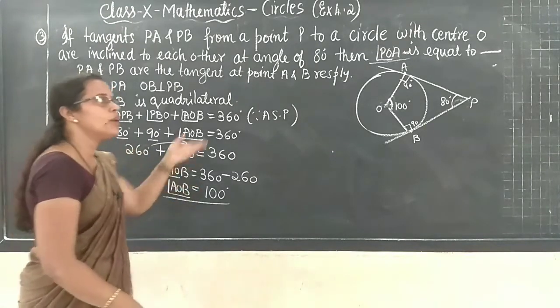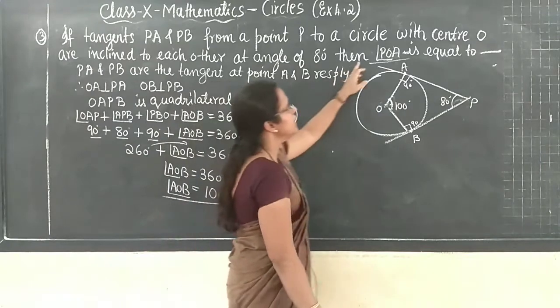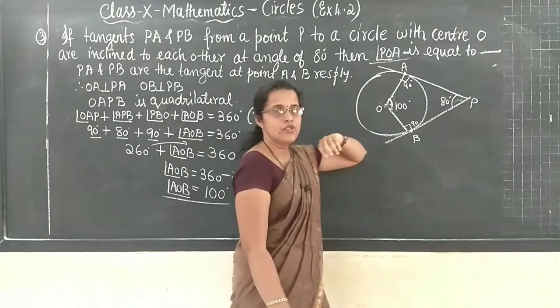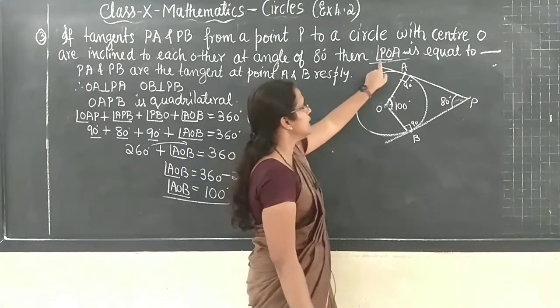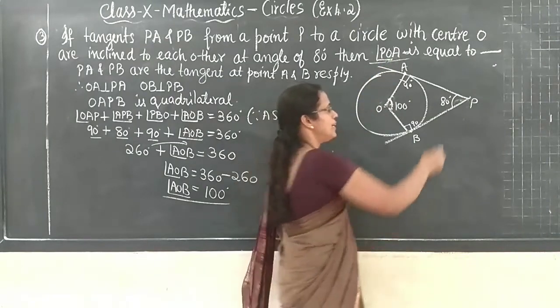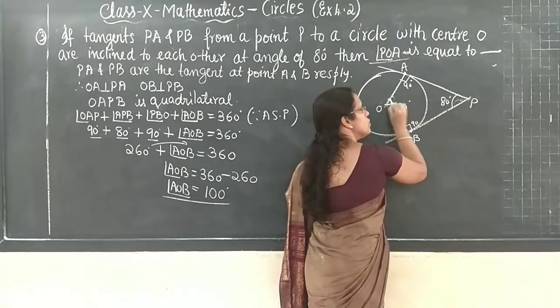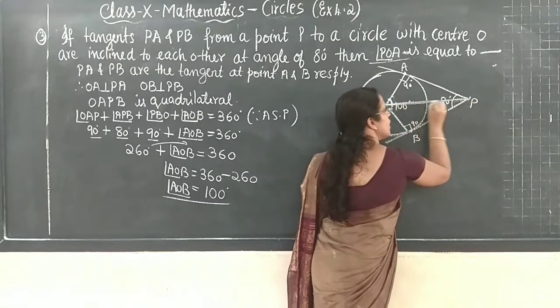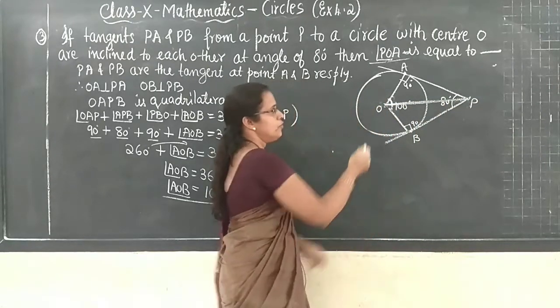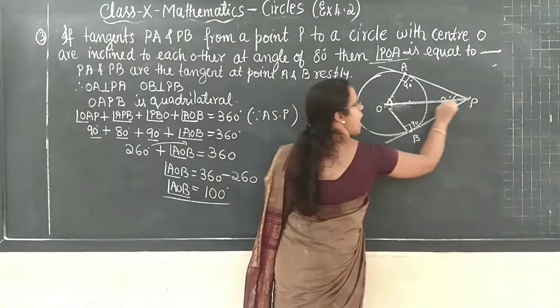But I don't want that full angle. I need its half angle. So how can I get the half angle? See it? POA. So let us form a connection now. POA. Okay. See, the full angle became its half.